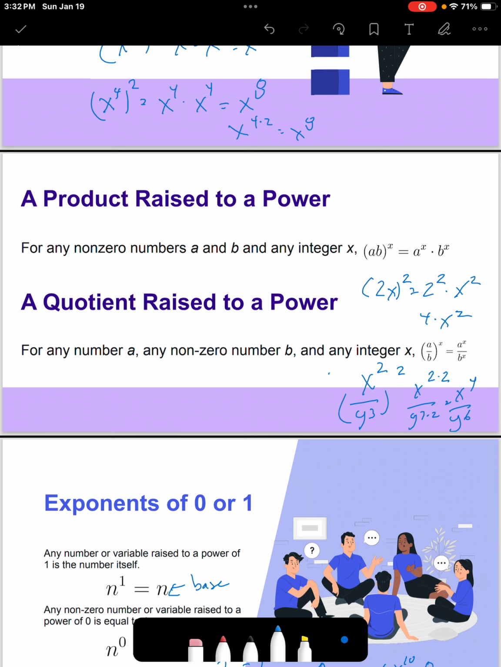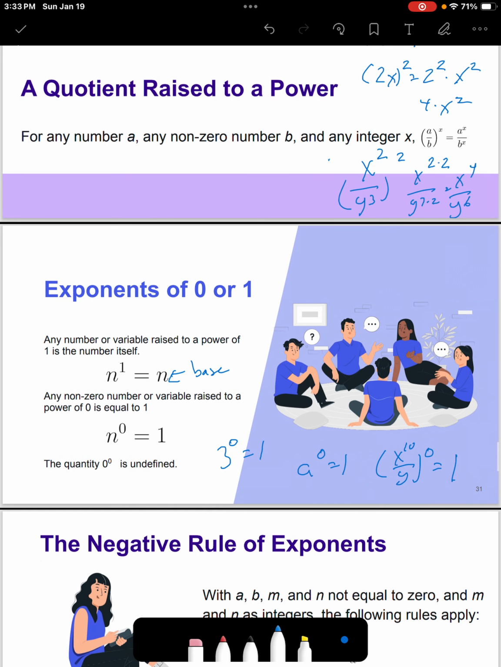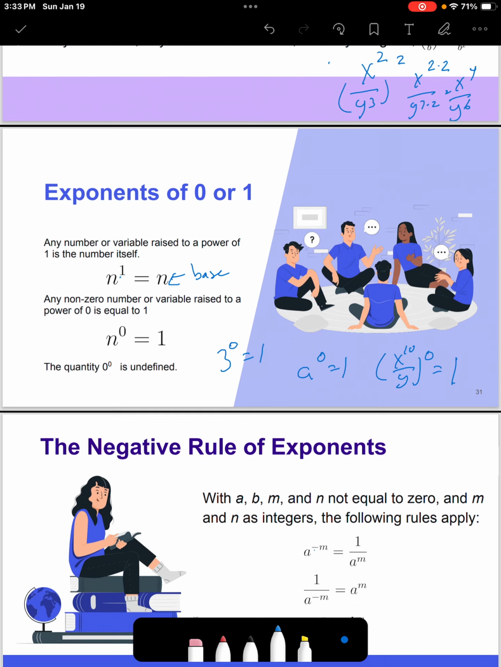A product raised to a power is the same as the powers times each other. A couple of things you need to understand. Any base to the first power is just the base, and any base to the 0 power is 1. So 3 to the 0 is 1, 8 to the 0 is 1. If I have a complex fraction like x to the 10th over y to the 0 power, that's still 1.